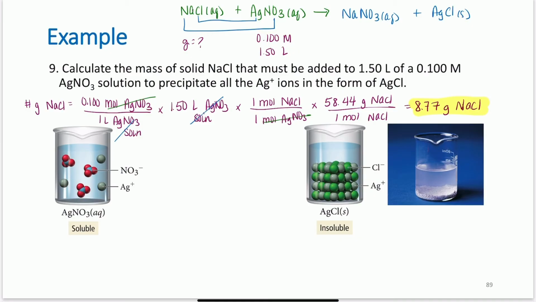So if I wanted to precipitate out all of my silver as silver chloride from this solution, I would need to add 8.77 grams of sodium chloride to that solution. So basically you've got this floating around in solution, and you're gonna form your solid, which you see here.